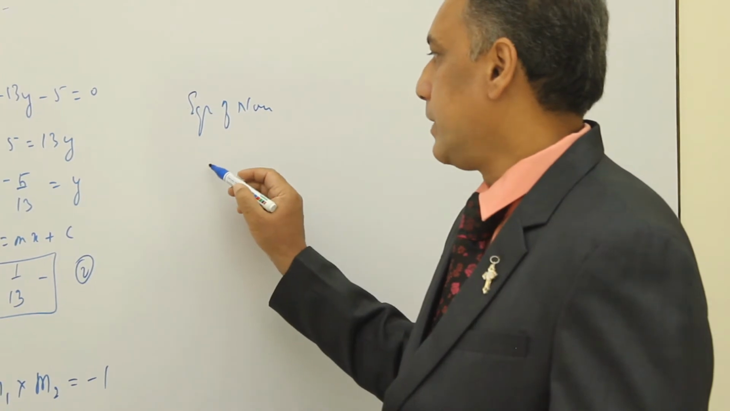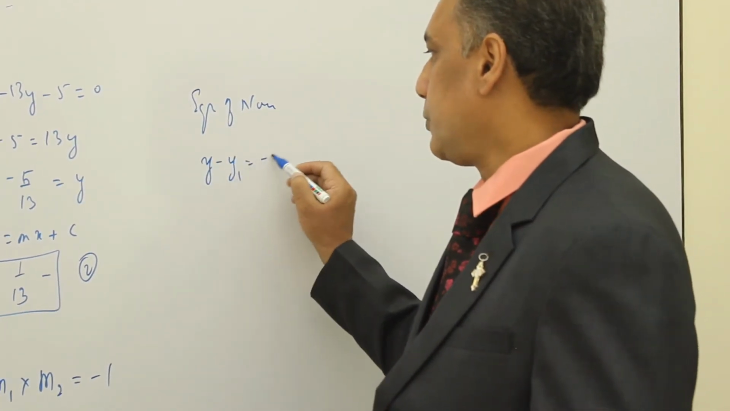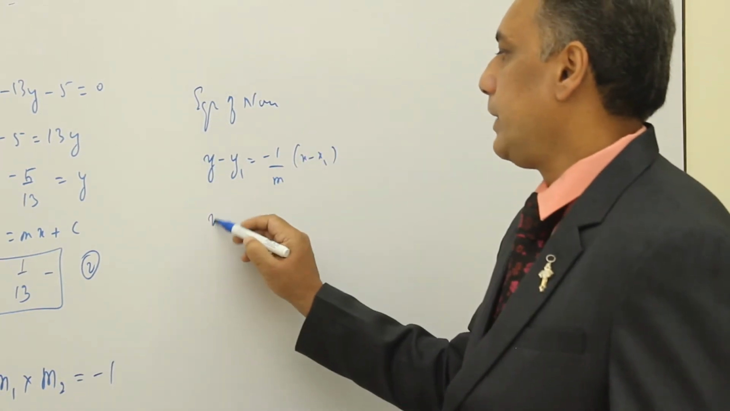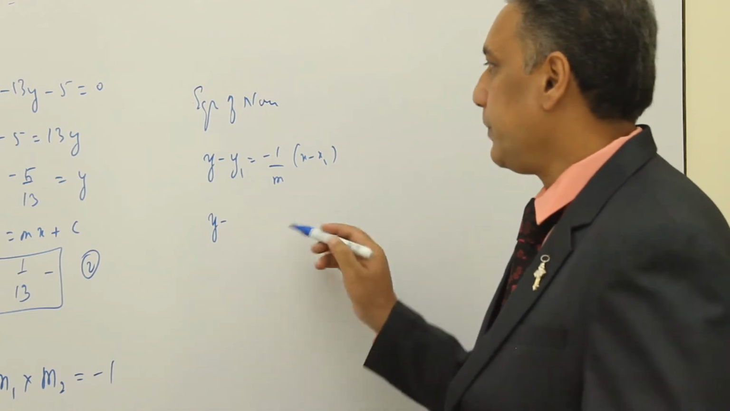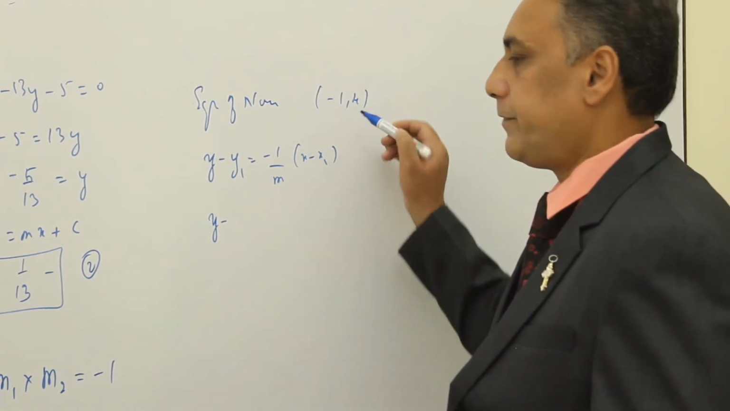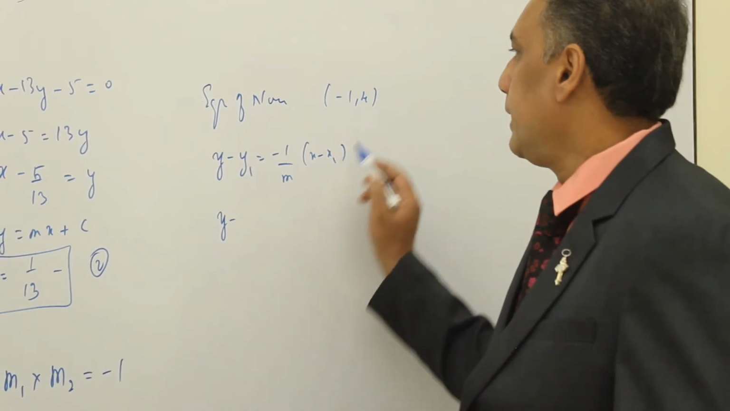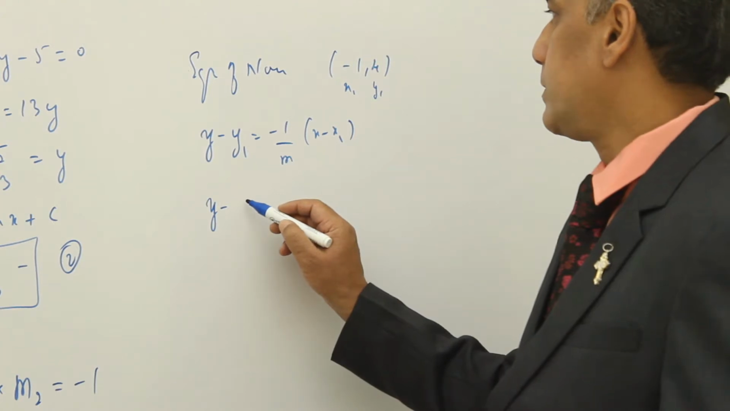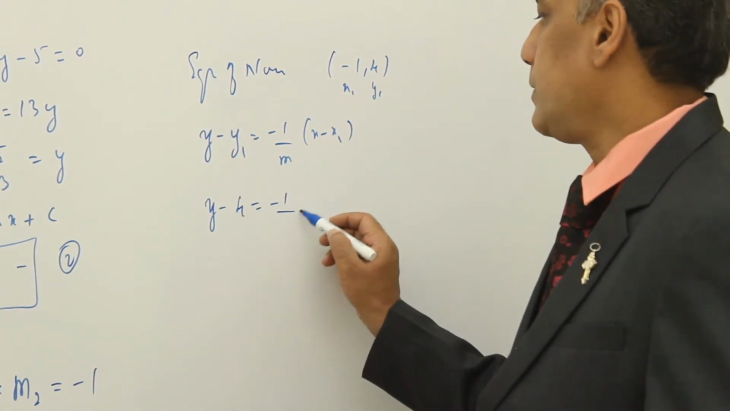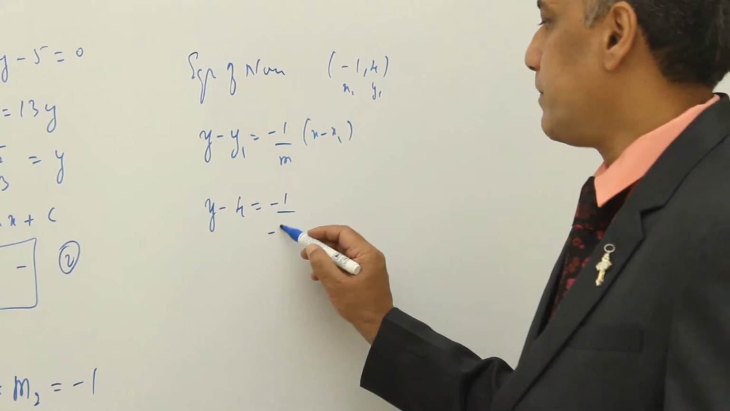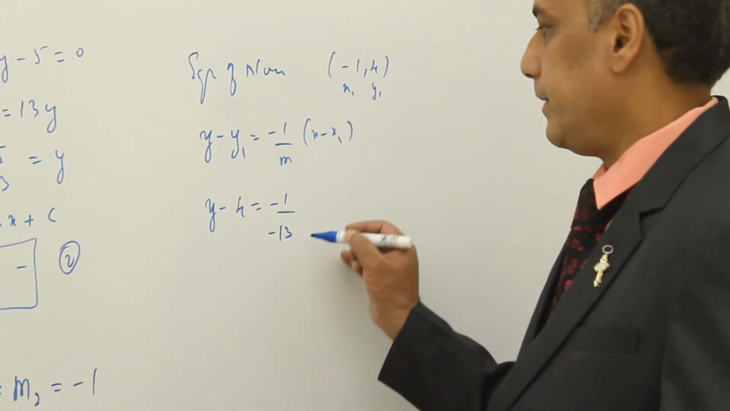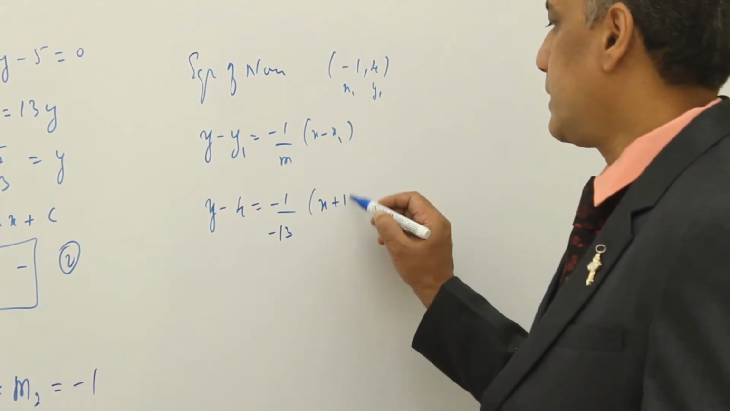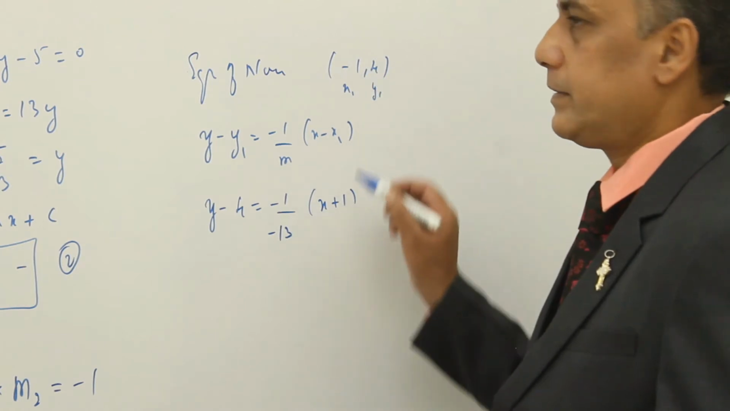All that you have to do is y minus y1 equal to minus 1 divided by m into x minus x1. So here you will get y minus, the point at which you have to find is nothing but minus 1 comma 4. So therefore y1 will be equal to 4, x1 will be equal to minus 1. So this will be 4 equal to minus 1 divided by slope of the tangent, which is minus 13. So it will become minus 13 in the denominator, into x minus of minus, it will become plus 1. So my x1 is nothing but minus 1.